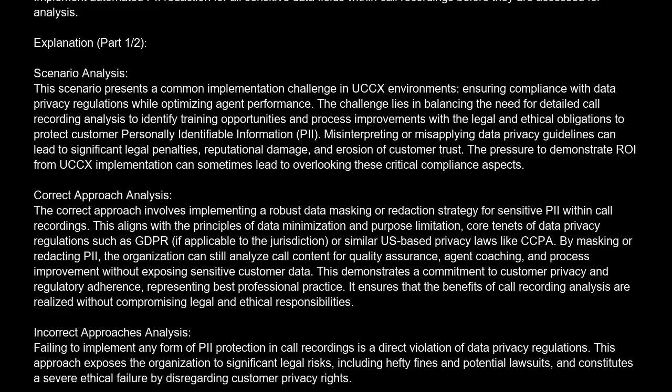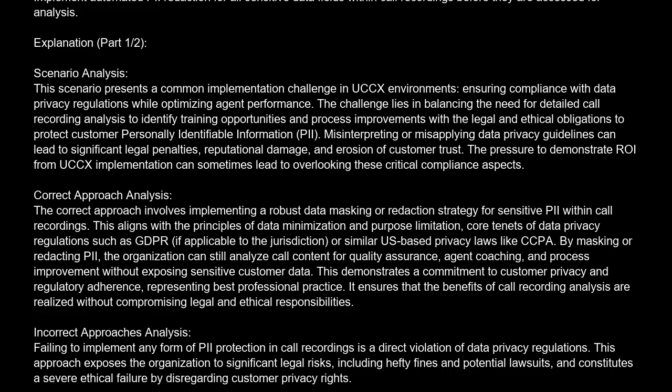By masking or redacting PII, the organization can still analyze call content for quality assurance, agent coaching, and process improvement without exposing sensitive customer data. This demonstrates a commitment to customer privacy and regulatory adherence, representing best professional practice. It ensures that the benefits of call recording analysis are realized without compromising legal and ethical responsibilities.